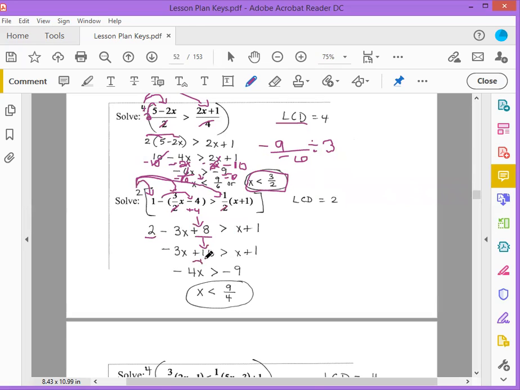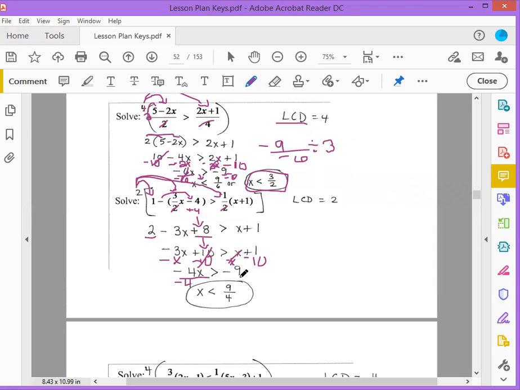Now we're going to subtract 10 from both sides of this inequality, and we're going to subtract x from both sides of the inequality. Now when we do that, 1 minus 10 gives us negative 9, and negative 3x minus x gives us negative 4x.